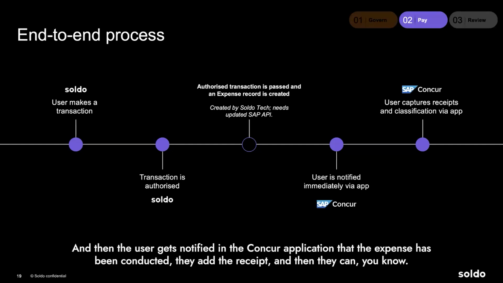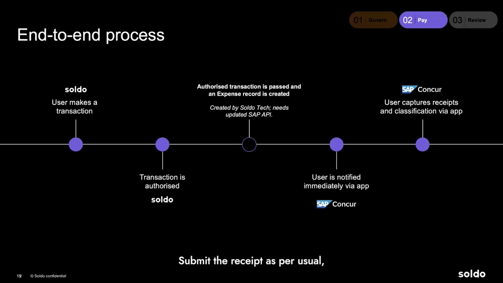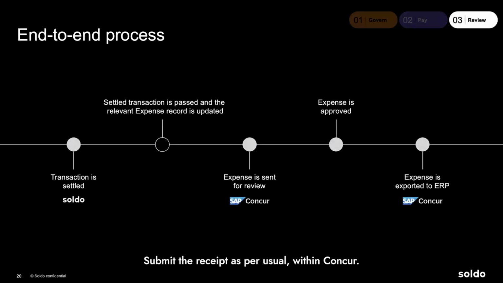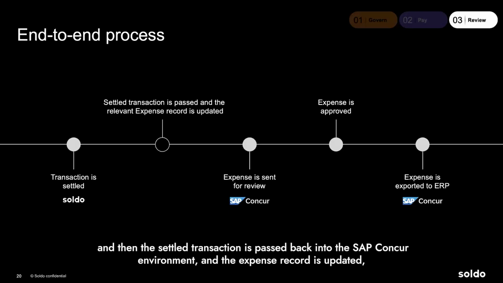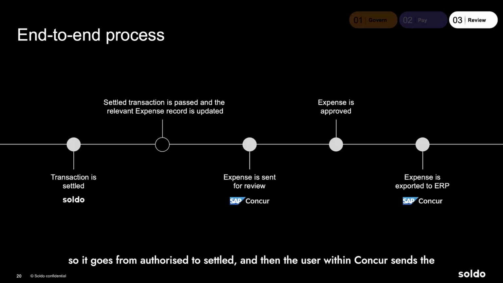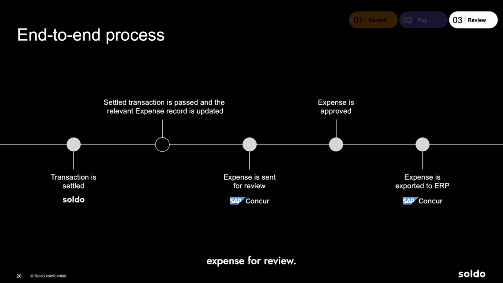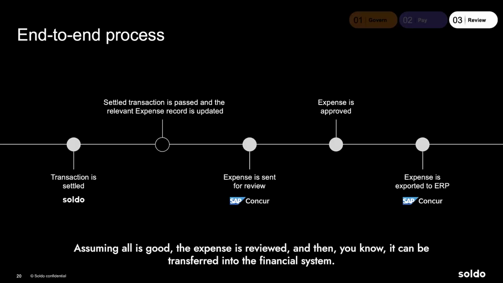And then the user gets notified in the Concur application that the expense has been conducted. They add the receipt, and then they can submit the receipt as per usual within Concur. Soldo settles the transaction. We've authorized it. It's all okay. We make the payment to the merchant, and then the settled transaction is passed back into the SAP Concur environment, and the expense record is updated. So it goes from authorized to settled. And then the user within Concur sends the expense for review. Assuming all is good, the expense is reviewed, and then it can be transferred into the financial system.